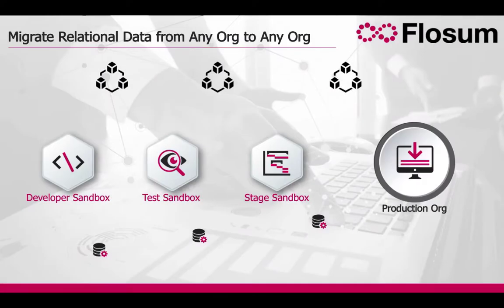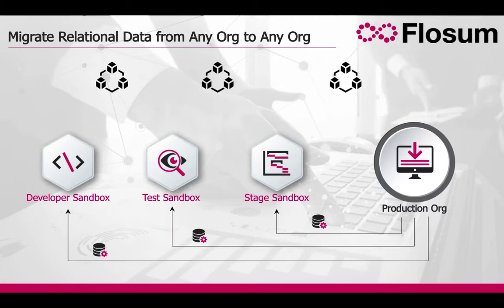The first is a downstream migration. When a developer sandbox or scratch org is first created, neither environment contains test data, and data needs to be populated downstream from production into the sandbox environment so that developers can test out their code. The second is an upstream migration.